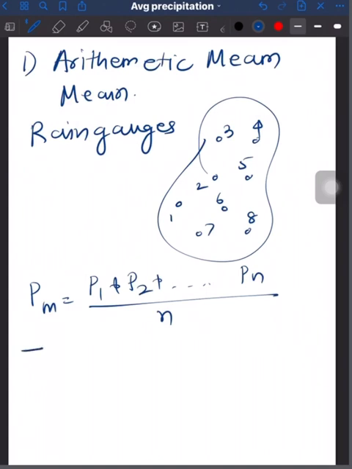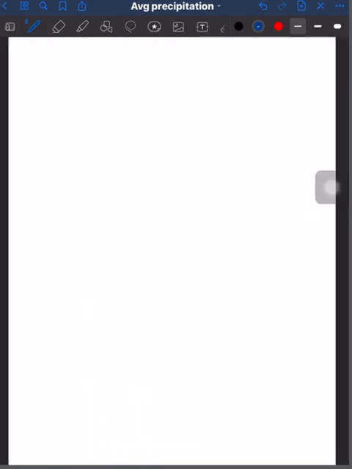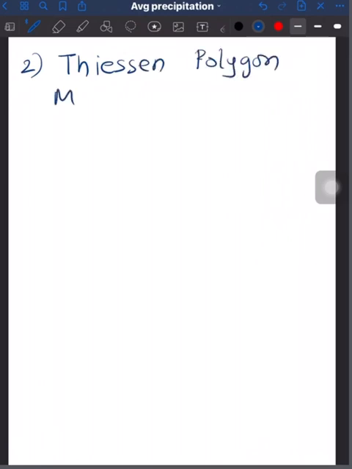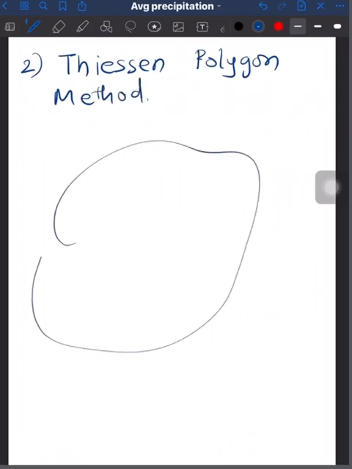The key point about this method is that it is the least accurate method available to calculate the average precipitation over an area. As it is least accurate, we have different methods to calculate the average precipitation. So the next method that comes is known as the catchment polygon method. In this method we have an area like this.